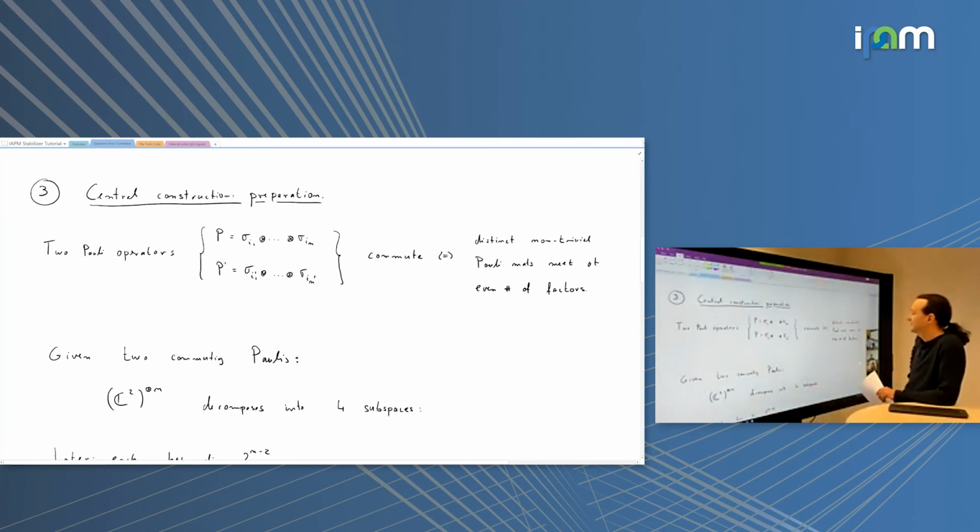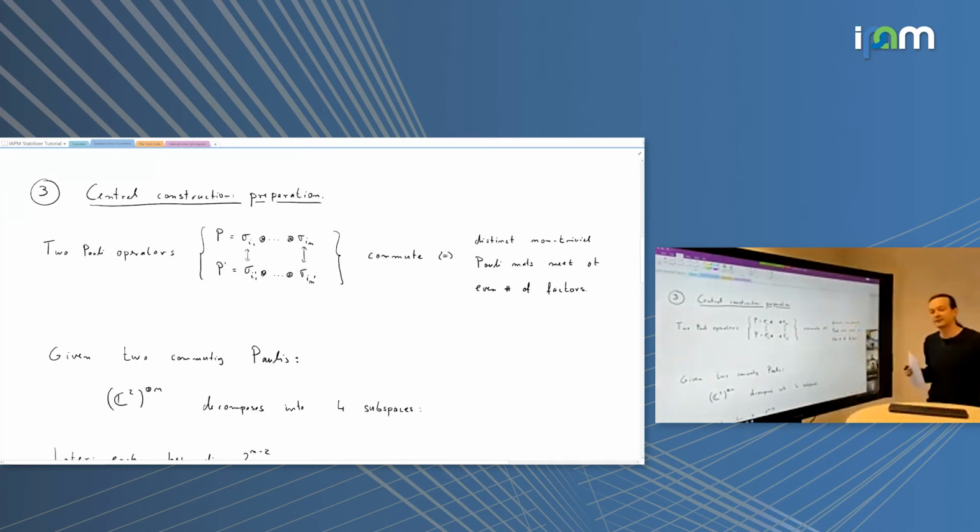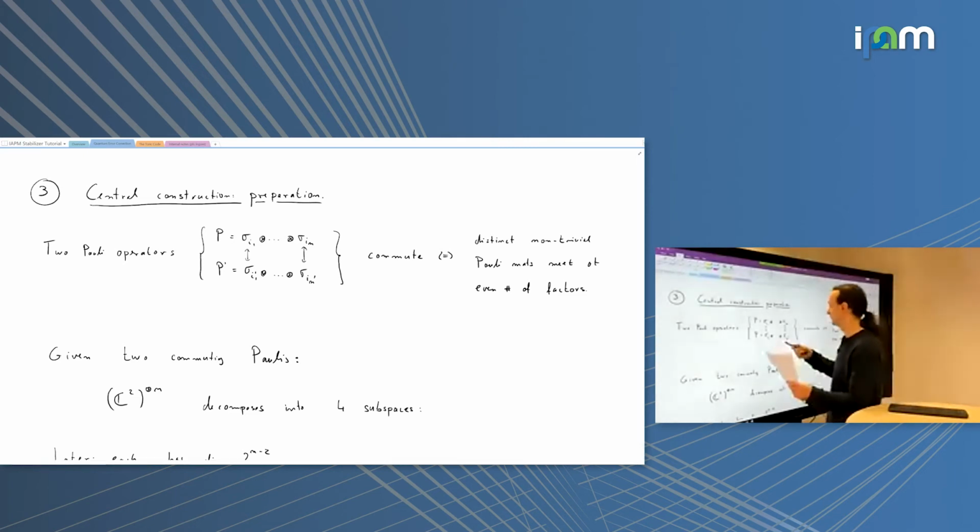Since every factor either commutes or anti-commutes, the two Paulis commute if and only if the distinct non-trivial Pauli matrices meet at an even number of factors. So when I commute them past each other, every pair gives me either a +1 or a -1, because they commute or anti-commute. And if I get an even number of negative ones, then I'm in business. Then I have two commuting Paulis.